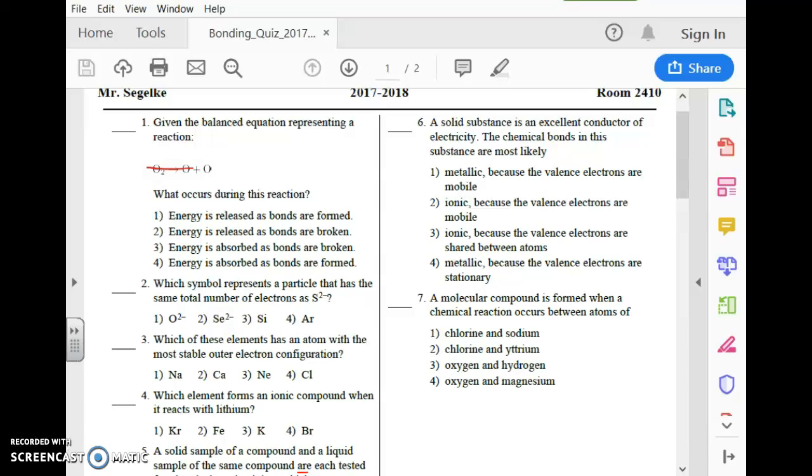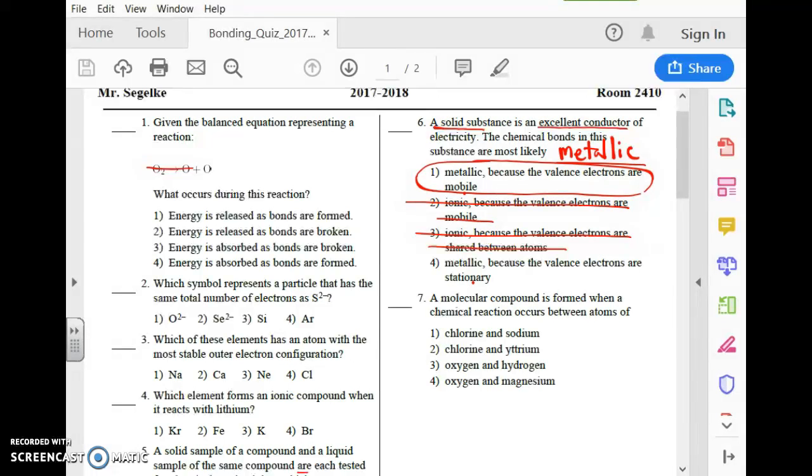Number 6. A solid substance is an excellent conductor of electricity. The chemical bonds in this substance are most likely. Well, the only time we've talked about, in general, solids that are excellent conductors is when we discuss metals. In other words, things with metallic bonding. So not ionic. Ionic is not conductive as a solid. Now, the question is why? Is it because the valence electrons are mobile or because they're stationary? Well, I said a moment ago in question 5, it's because the valence electrons are mobile. They can move around. They can conduct electricity.